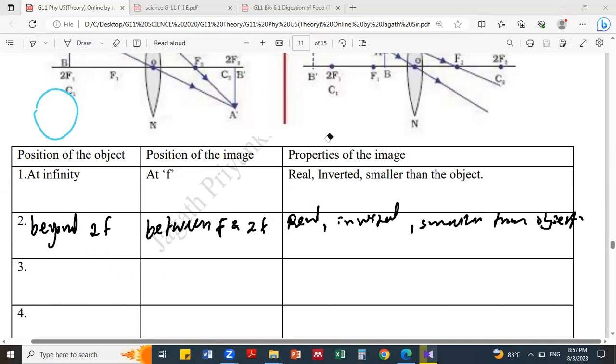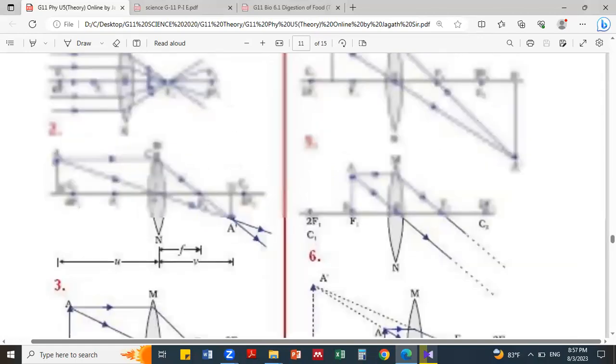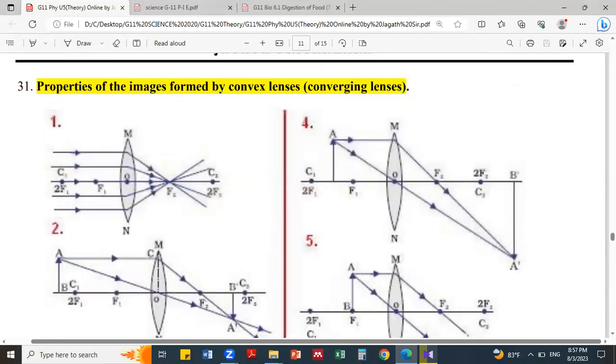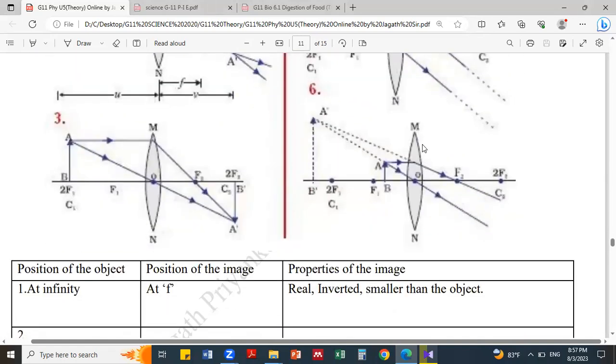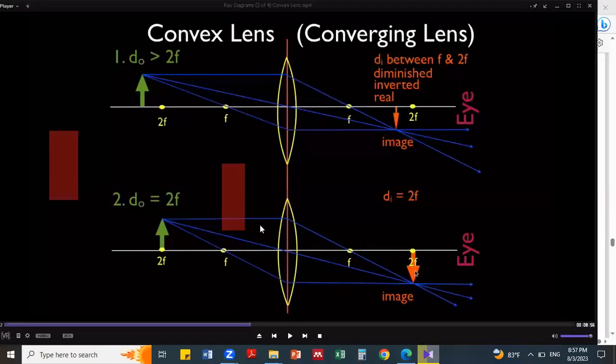Next one, students: where's the object now? Ray diagram number 3. Where's the object? At 2f. Image also at 2f. That's what we discussed in this video also. Can you see this one? Object distance is 2f. Image distance, di, means image distance, also 2f. At 2f, but on the opposite side. Object on the left side, image on the right-hand side.